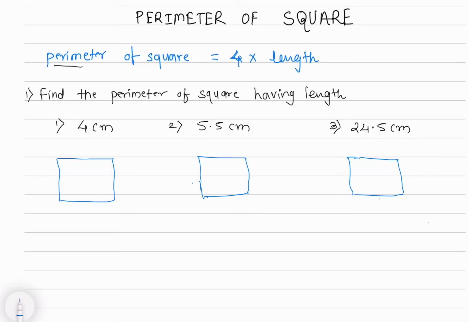In today's session we are seeing the perimeter of a square. What is the formula of the perimeter of a square? It is 4 into length. Now we are taking some problems. Find the perimeter of a square having length 4 centimeter.